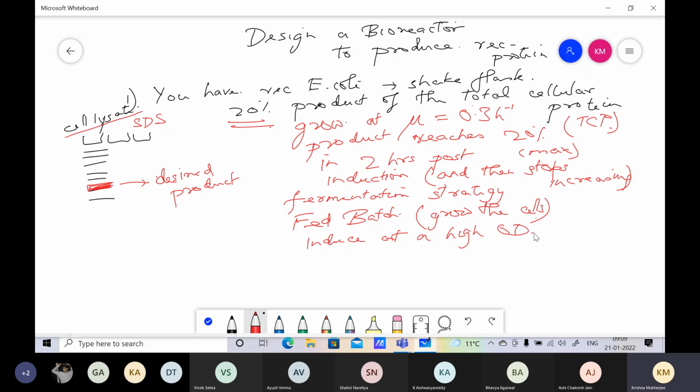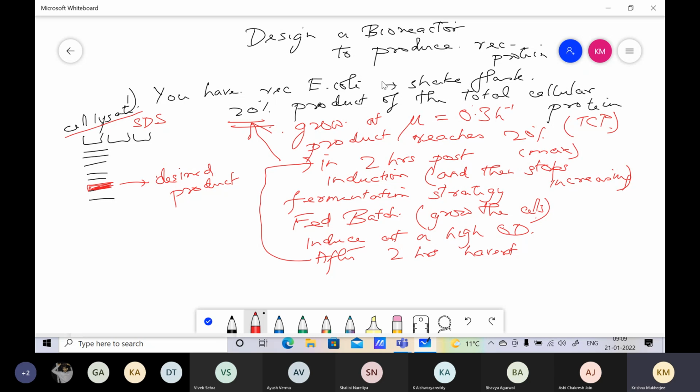And these are, I'm writing this out. I mean, this is very obvious. I'm just sort of repeating: induce at a high OD, and after 2 hours harvest the cells. Because after 2 hours you have already got your maximum protein, which really is 20% of the total cellular protein.